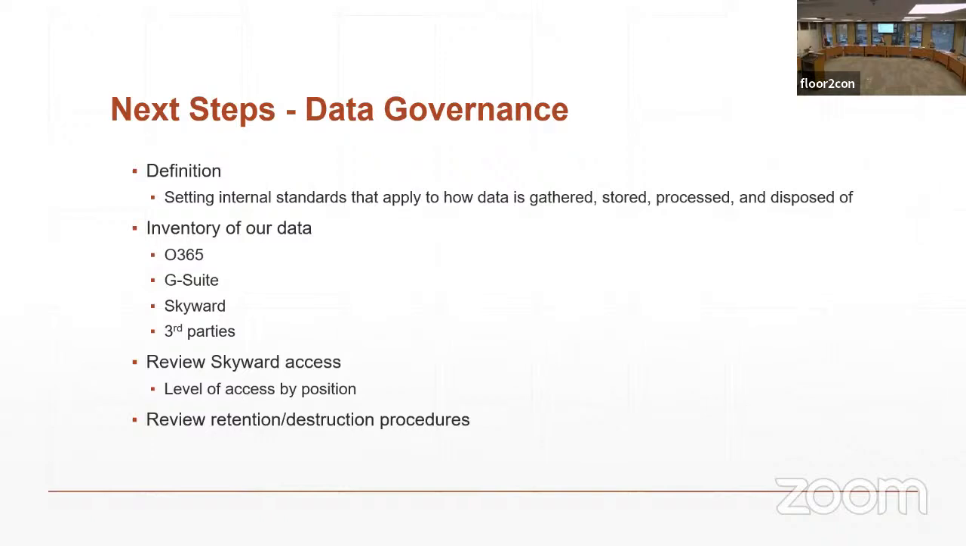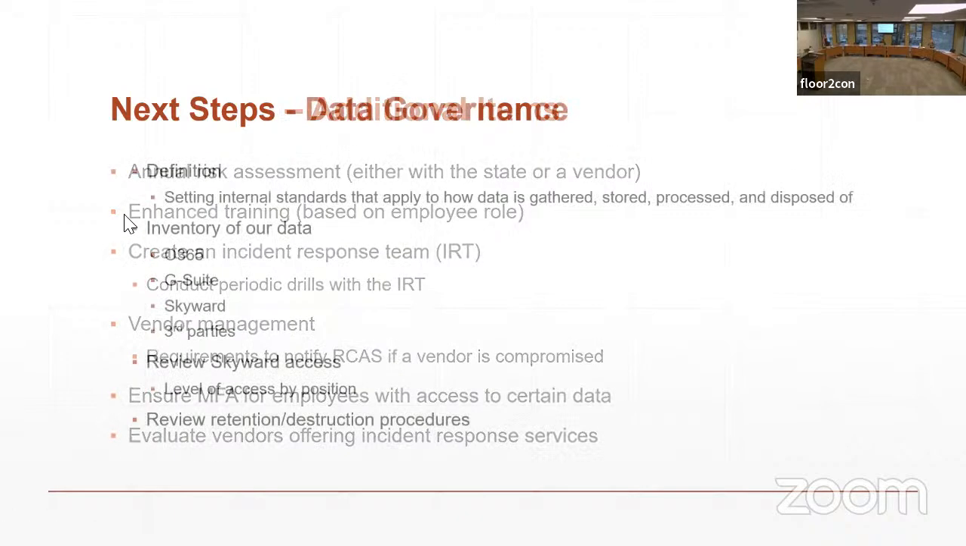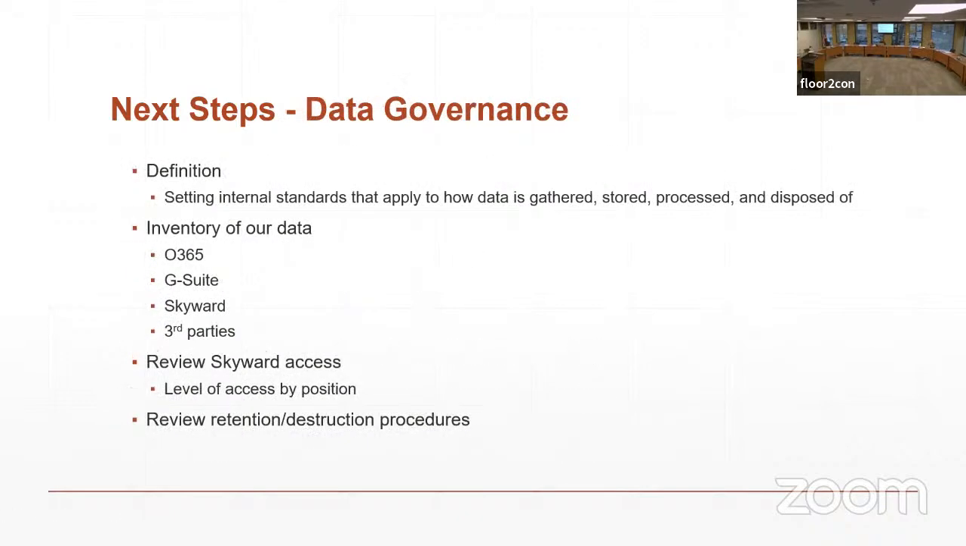I'd like to go back through Skyward and see who has access to what data, see if we can't limit that more based on role. And then also, third-party organizations that have access to our data as well. And then I touched on this a little bit, is to review our retention and destruction procedures and policies, because that hasn't been looked at for a few years.